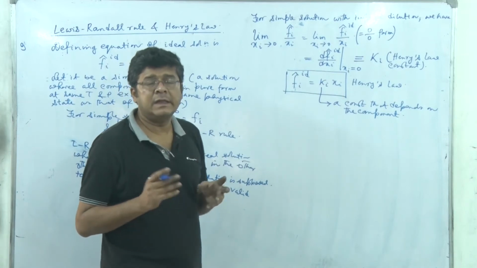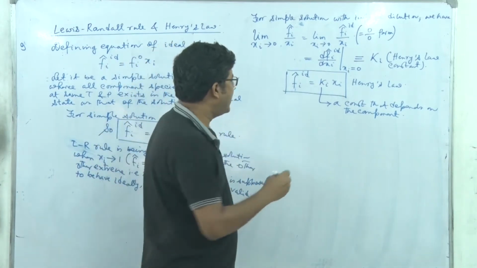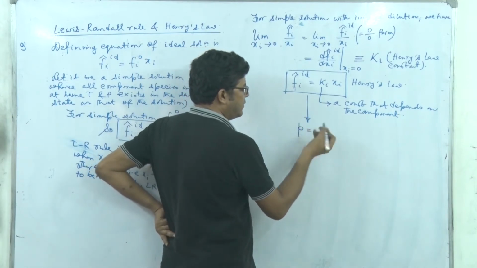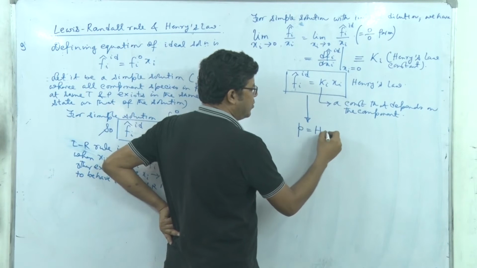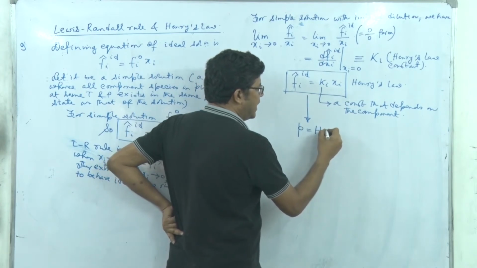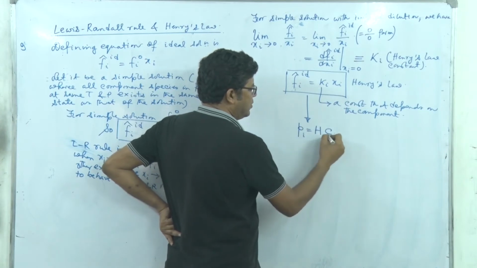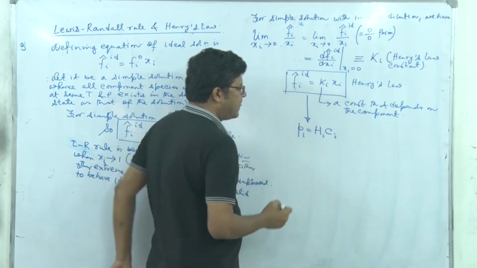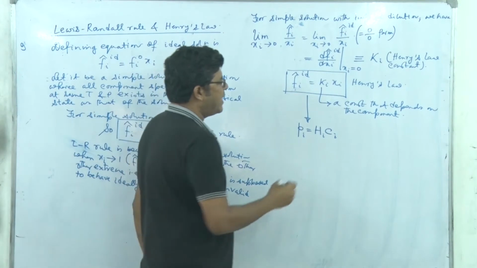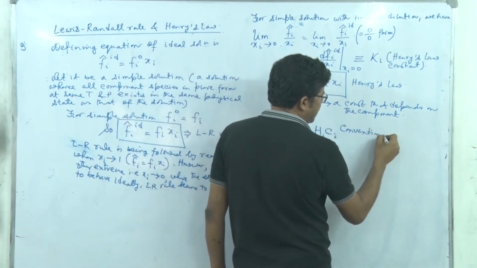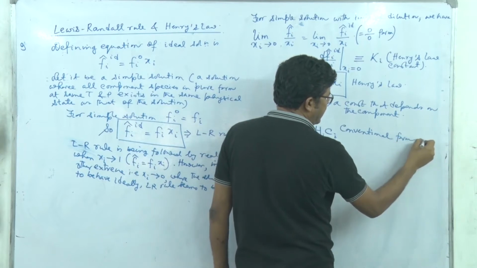You see that in solving absorption problems we have studied some different form of Henry's law, what we call P, some form that P is equal to H into X or H into C, right? Pi is equal to Hi into Ci. Okay? That's the conventional form of Henry's law.